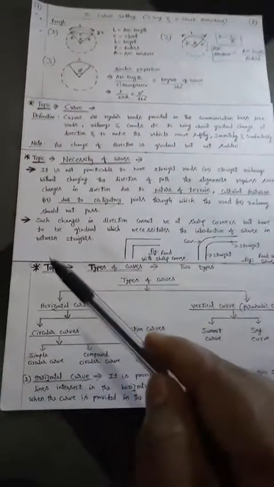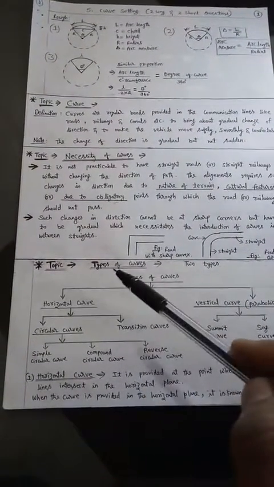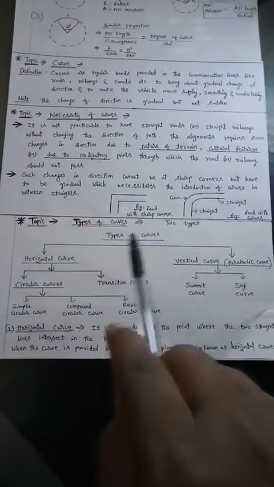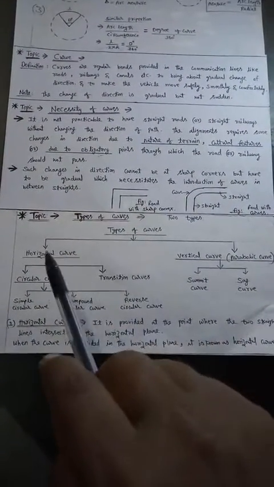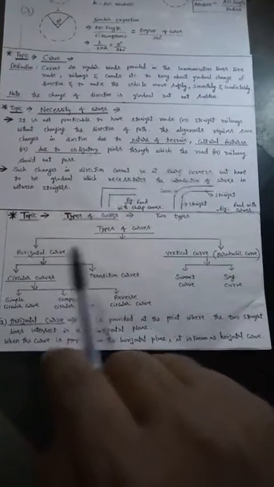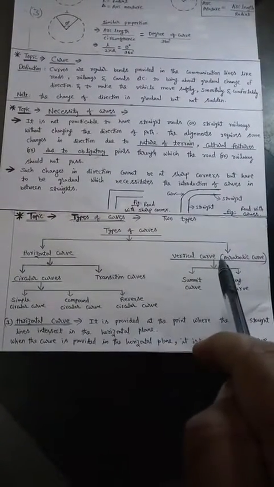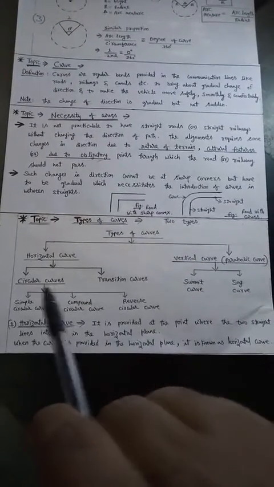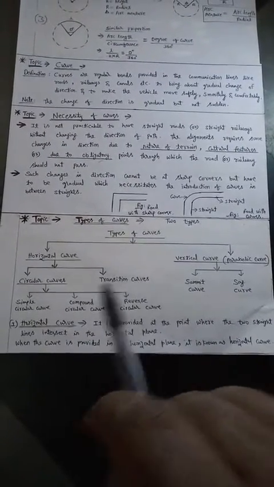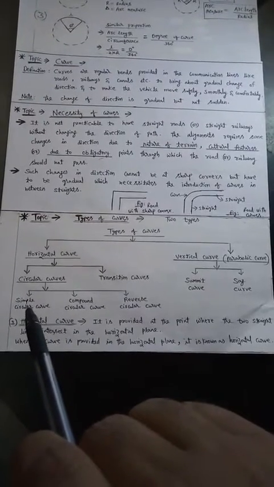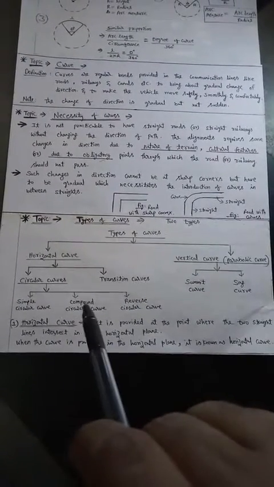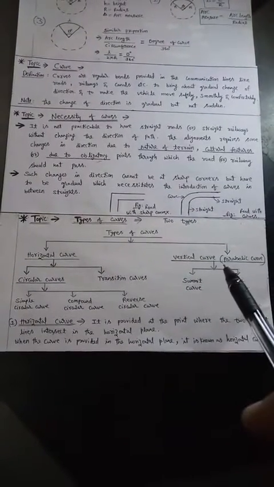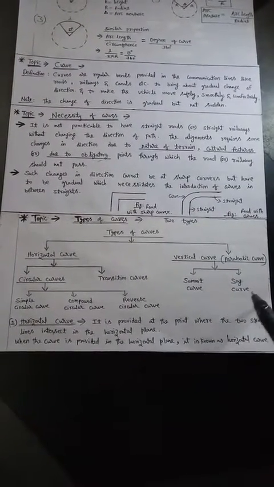The next topic in curve setting is types of curves. The first type is horizontal curve, the next one is vertical curve. In horizontal curves there are some sub types: circular curves and transition curves. In circular curves, the first one is simple circular curve, the second is compound circular curve, the third is reverse circular curve. In vertical curves the sub types are summit curve and sag curve.